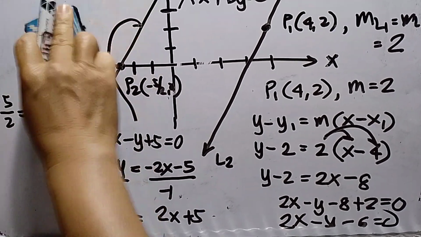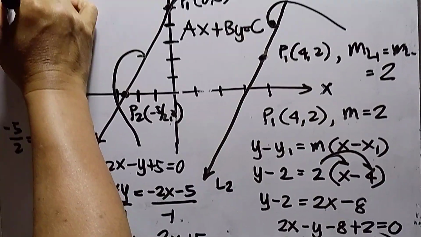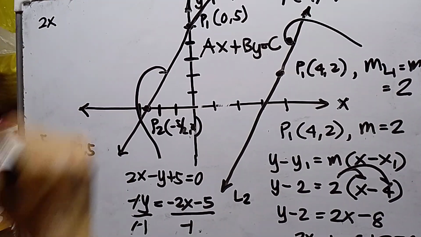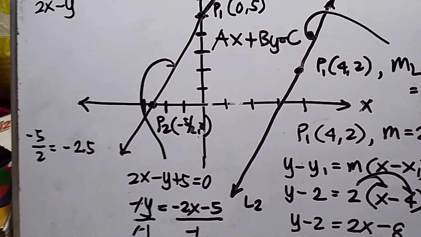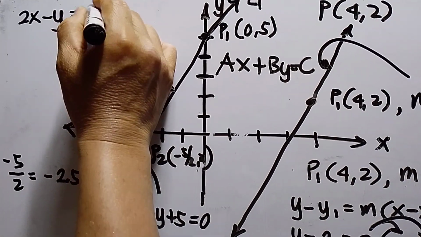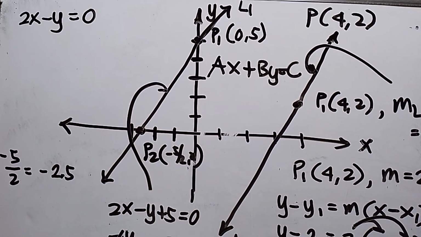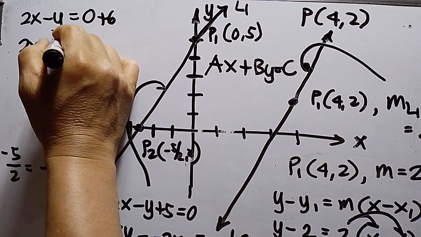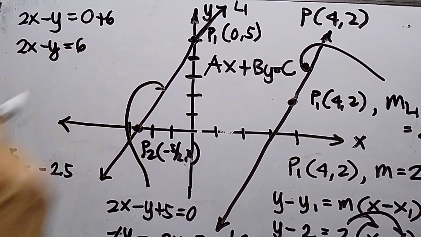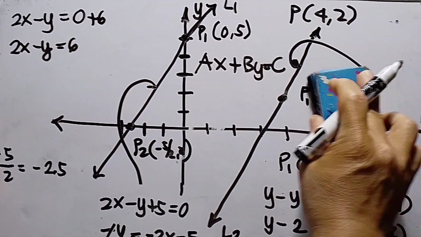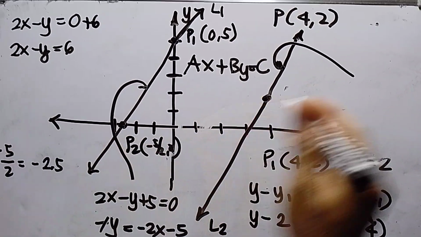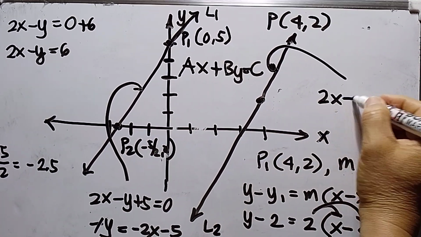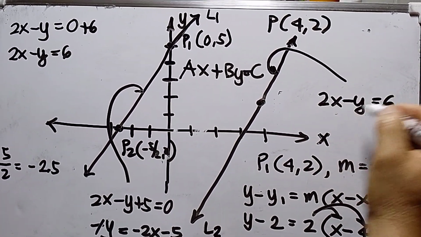Now to write the standard form of the line, I have 2x minus y equal to, moving negative 6 to the right, positive 6. So 2x minus y is equal to 6. This is now the equation of the new line, which is 2x minus y equals 6. So that's all.